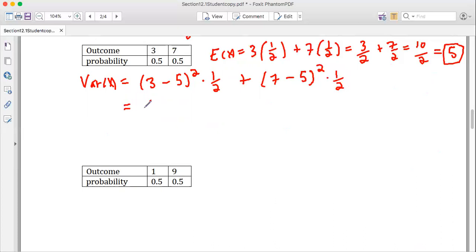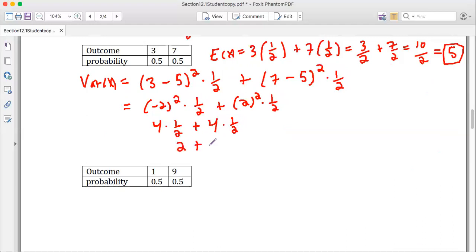Well, 3 minus 5 gives me -2. I want to square it and multiply by 1/2. And 7 minus 5 gives me +2. I want to square that and multiply by 1/2. Now, -2, if I square it, gives me +4 times 1/2. And 2, if I square it, gives me +4 times 1/2. We say, okay, 4 times 1/2 is 2, so I get 2 plus 2 gives me 4 for the variance. So here my variance is 4.